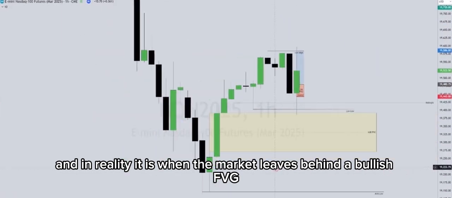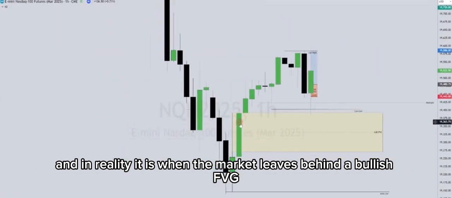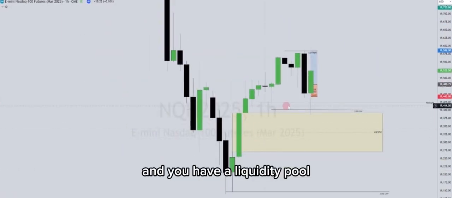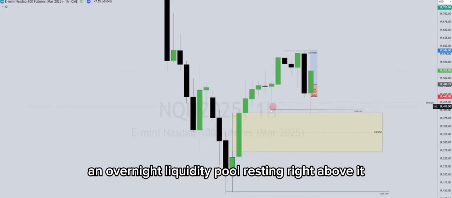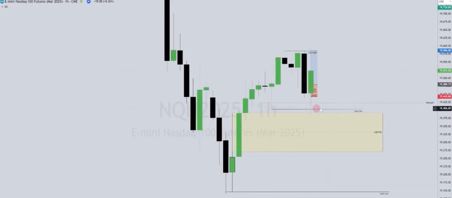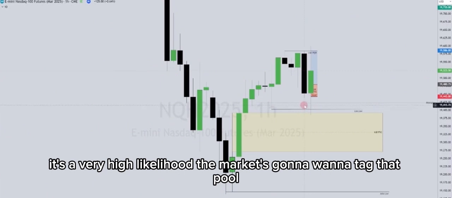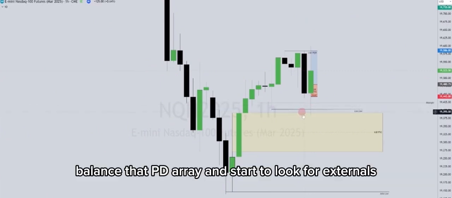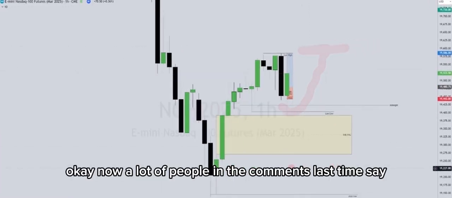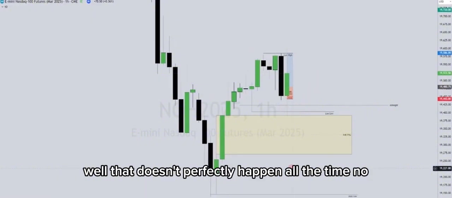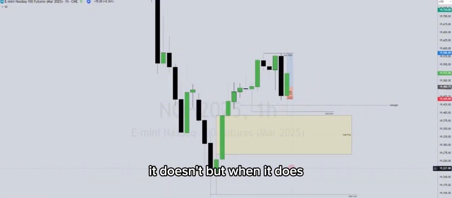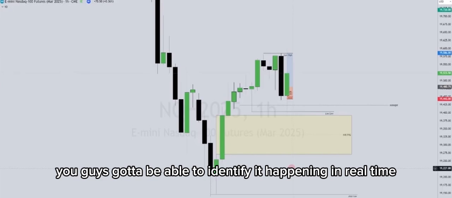When the market leaves behind a bullish FEG, and you have a liquidity pool, an overnight liquidity pool resting right above it, there's a very high likelihood the market's going to want to tag that pool, balance that PD array, and start to look for externals. Okay? Now, a lot of people in the comments last time say, well, that doesn't perfectly happen all the time. No, it doesn't. But when it does, you guys got to be able to identify it happening in real time.